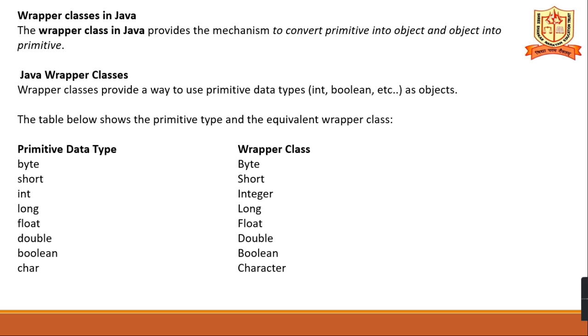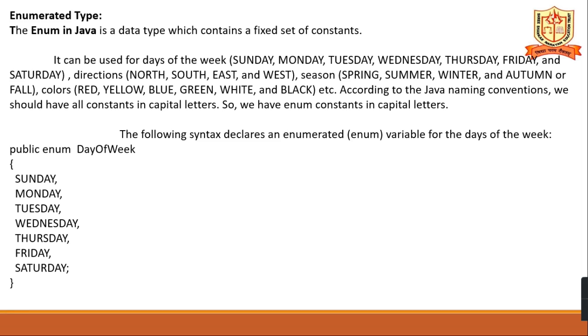Is it clear? Java wrapper classes provide a way to use the primitive data types as objects. The table shown here maps each primitive type to its equivalent wrapper class. So for the primitive data type byte, which wrapper class will it be? Byte, with a capital B, then Short, Integer, Long, Float, Double, Boolean, Character. So these are the wrapper classes. Using these wrapper classes, we can convert the primitive data types into objects.